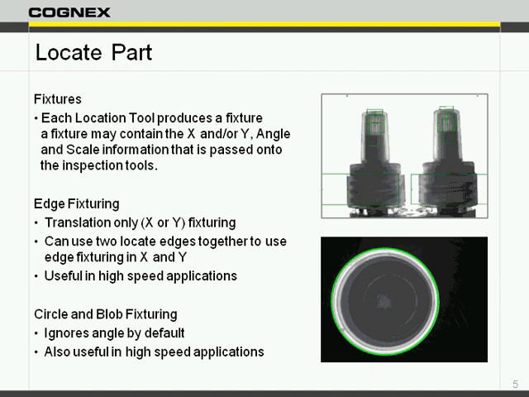Here are a couple of examples of fixtures. On the top you see the location tool, which contains an X, a Y, angle, and scale information. Edge fixturing is only X and Y. You can also use two edges, which is what the photo on the top right is doing. We've located two edges on the air fresheners there, and that is going to be our locator or fixture. We also use circles or blobs.